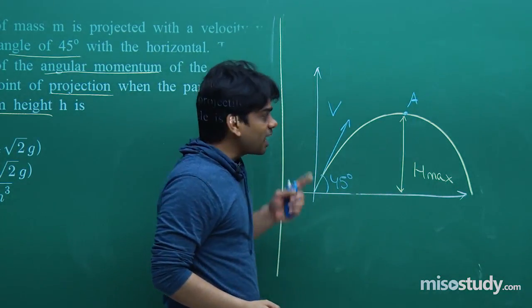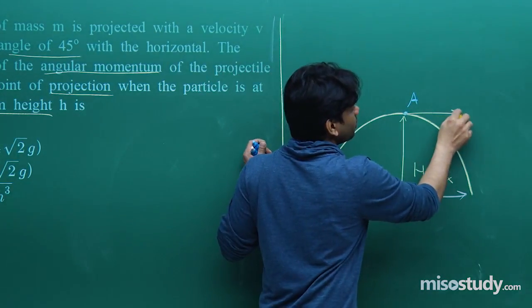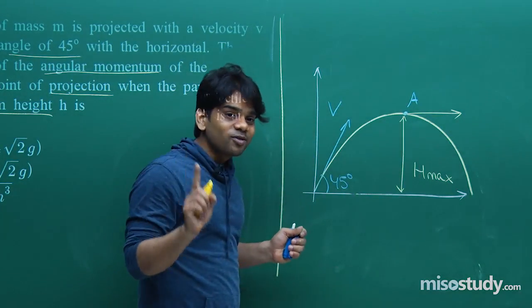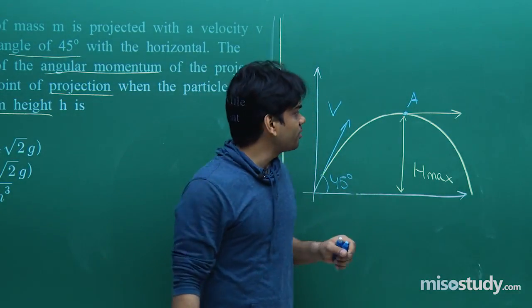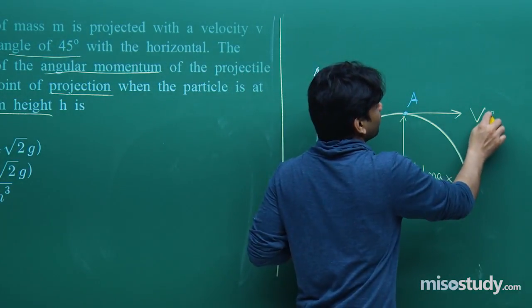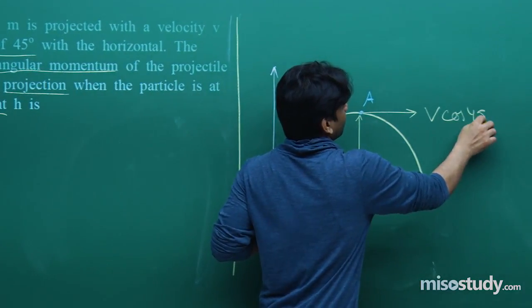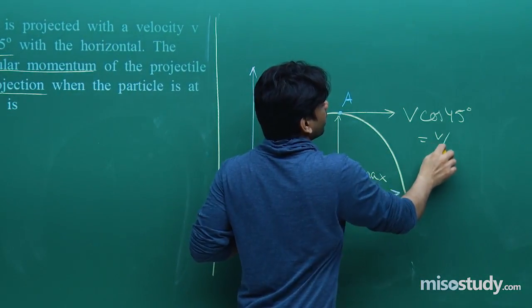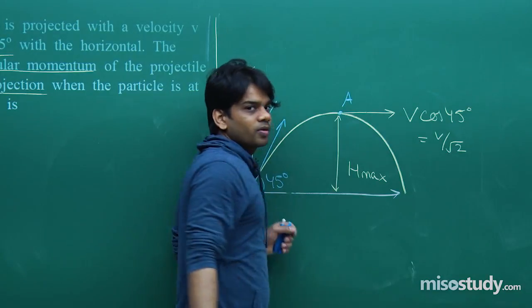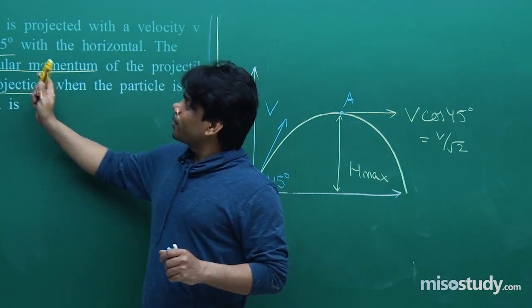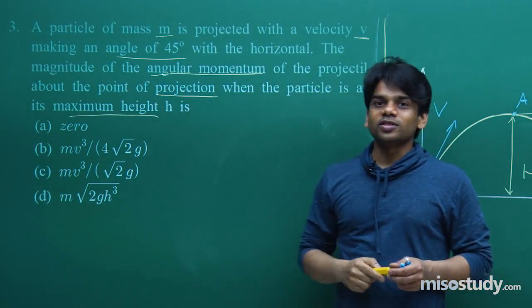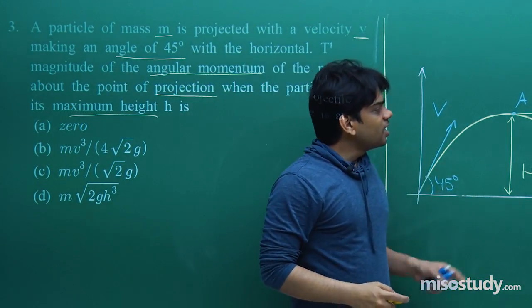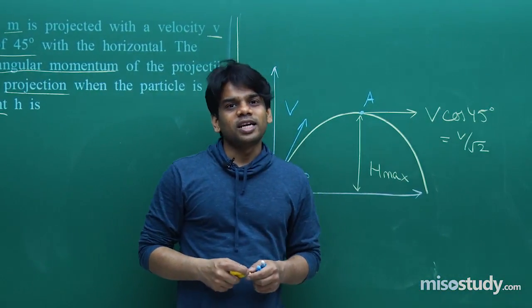Now you see here, at the highest point, the velocity will be equal to v cos 45 degrees, because horizontal velocity never changes. That is equal to v by root 2. The particle of mass m is projected with a velocity v, so we have used the velocity v with which it was projected, and at the top it will have only horizontal velocity.